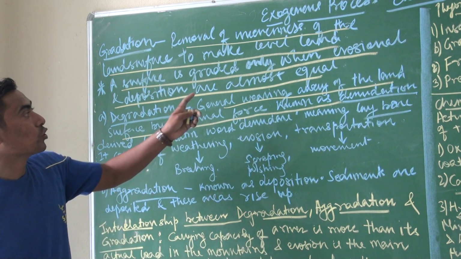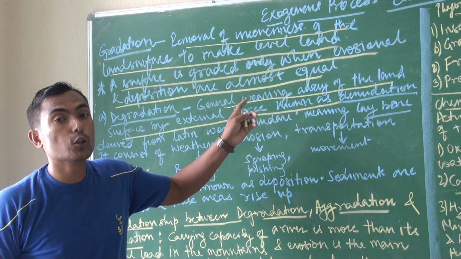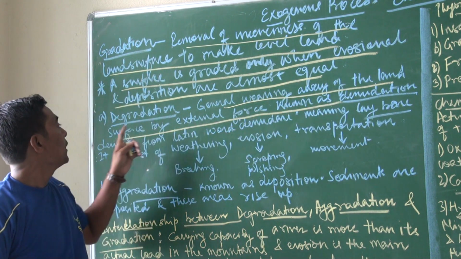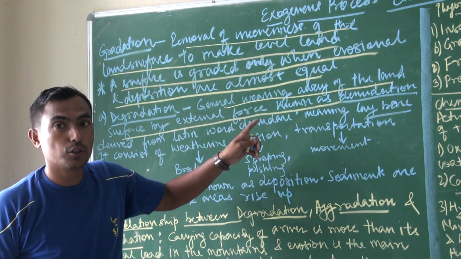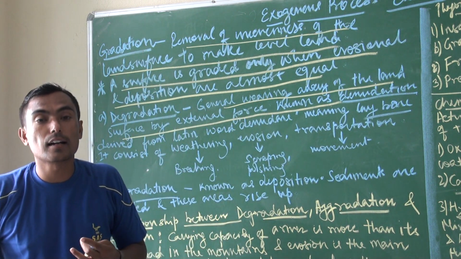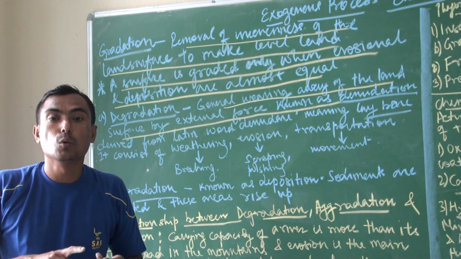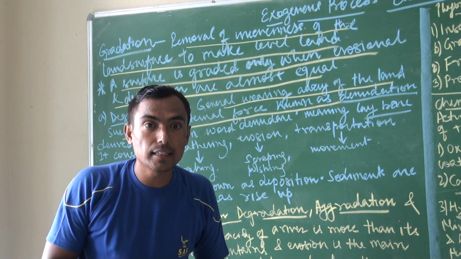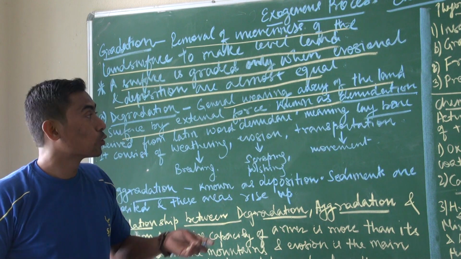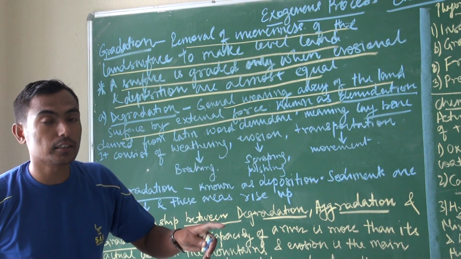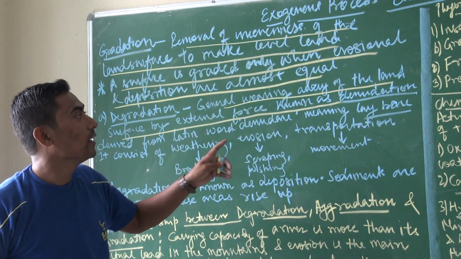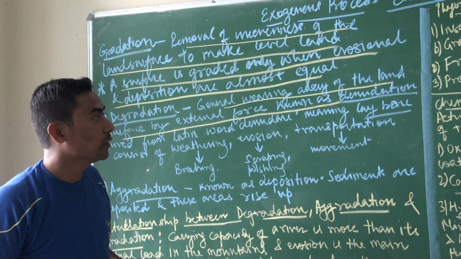Next, degradation. Degradation means general wearing away of the land surface by external forces, known as denudation. It means that general wearing means erosion, general erosion of the land surface by external forces. Now, what are the external forces? The external forces are the running water, winds, the moving ice, or the glaciers. So, when these external forces erode the land, it is known as denudation.